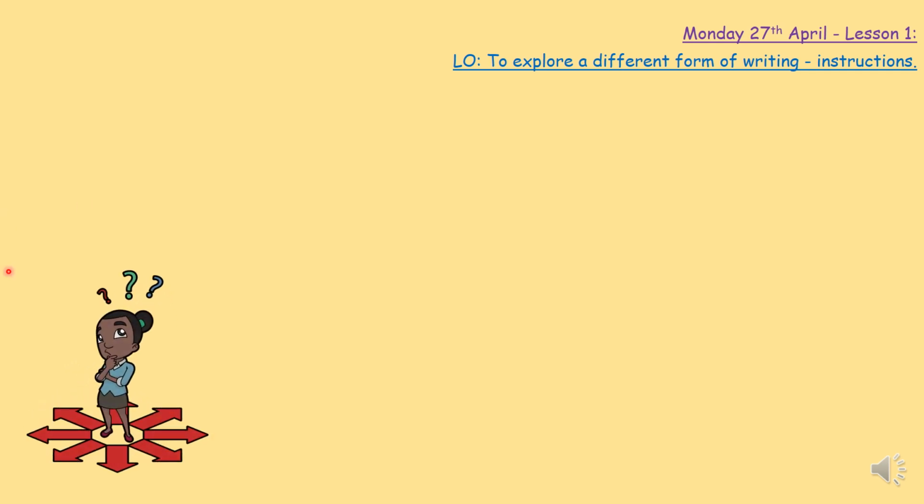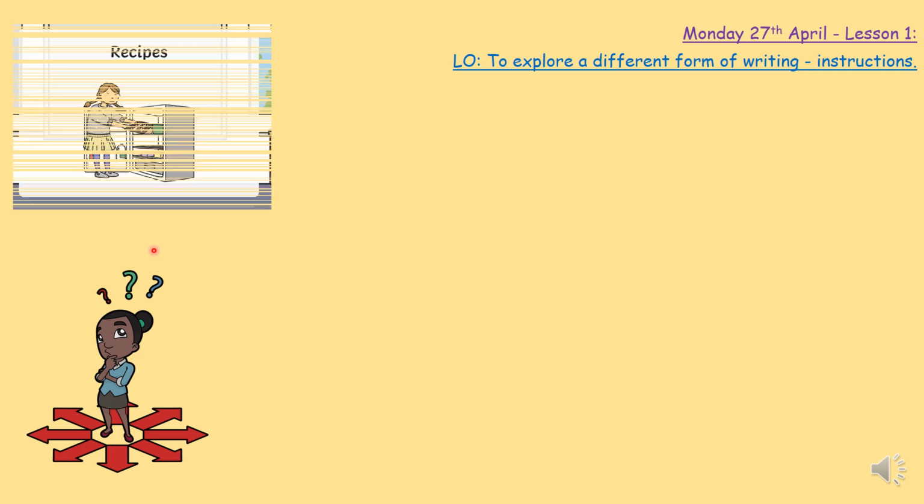Now, get your thinking brains on. What sort of instructions might we come across in our everyday lives? Have a little think. Is there anything at all where we ever see something written down to tell us how to do something?